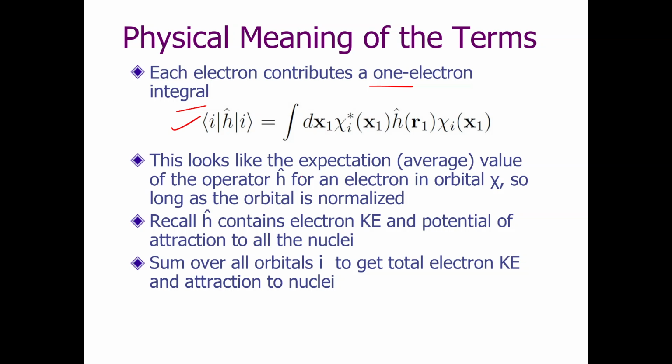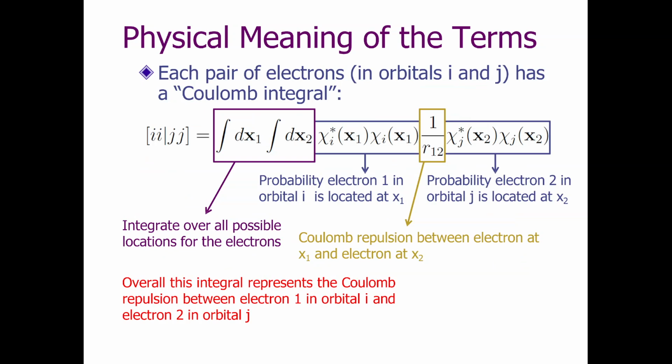Okay, now this looks like the expectation value of the operator H for an electron in the orbital chi, so long as the orbital is normalized. Now recall that H contains the electronic kinetic energy and the potential attraction, and sum over all orbitals to get the total kinetic energy and interaction with the nuclei. So that is the actual meaning of this term. Now again, this term you know very well.